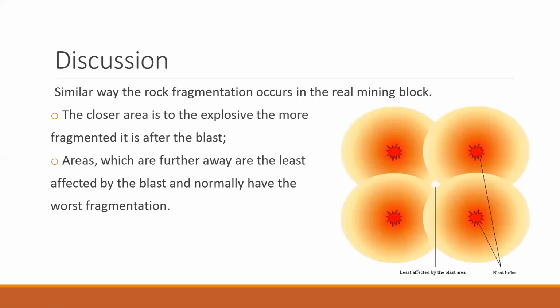If you imagine a blasting process in a block, here we have just schematically shown a small block consisting of 4 blast holes. Basically, these are blast holes. Obviously, the process would go the same way, and the closer the rock is to the charge, of course, the more fragmented it would be after the blast. And the further you go, the less rock is affected by the blast and the less fragmented, of course.